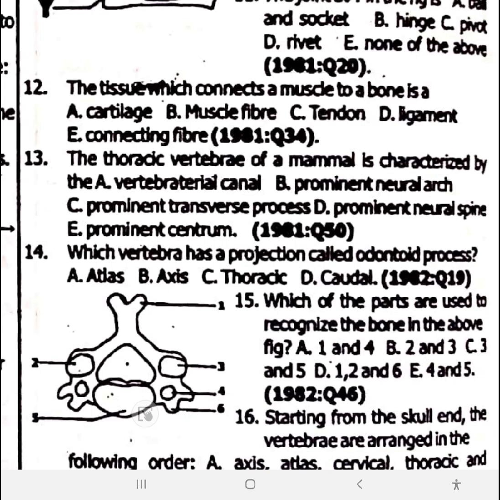It has a small neural canal and no centrum, it has a reduced neural spine, it has a prominent transverse process. That is the most important part they ask.